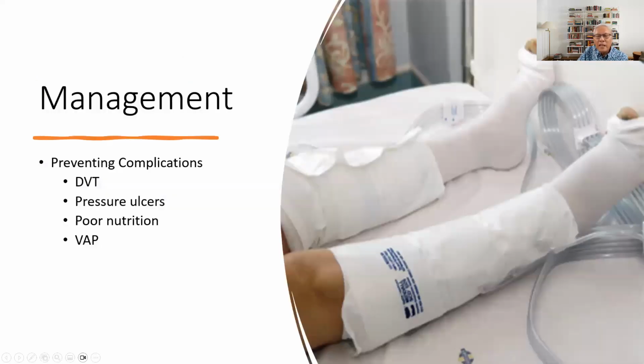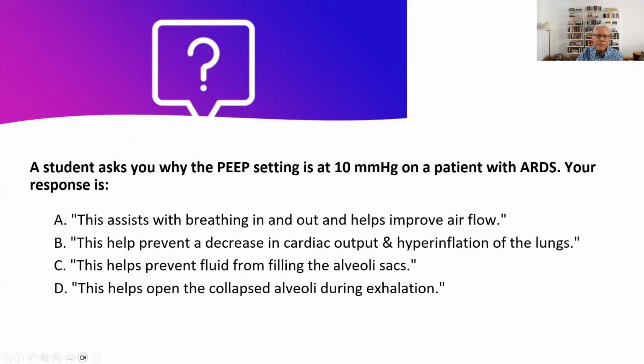Okay. And the last piece, preventing complications. I've already mentioned DVT as a complication, and of course, ventilator-associated pneumonia as a complication. But it could also include pressure ulcers as well as poor nutrition. So we all know what those nursing interventions are going to be. All right, I'd like to see what your response here is, because it tests whether or not you understood what PEEP is.